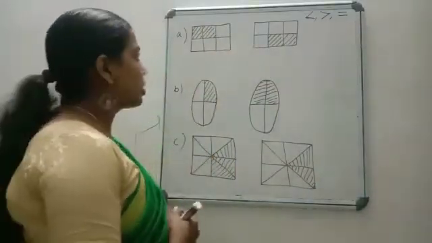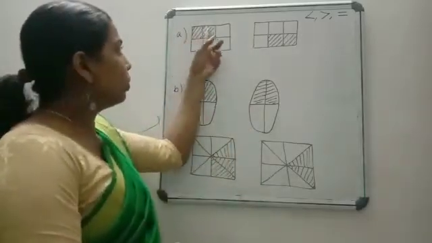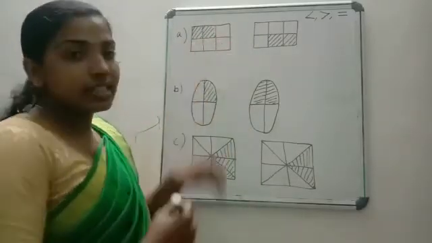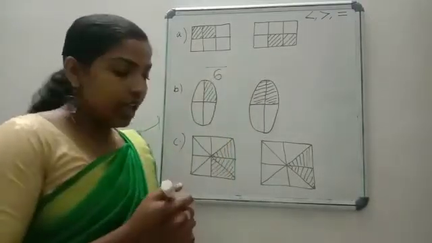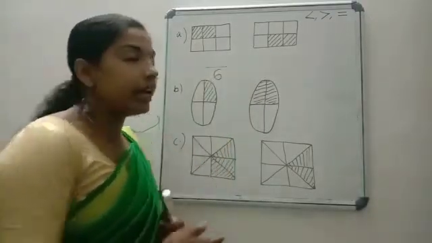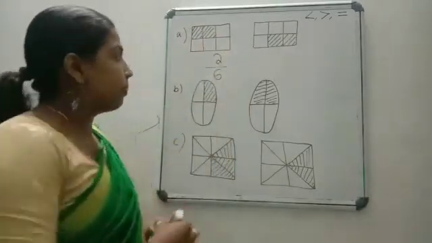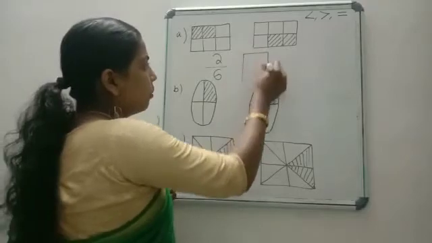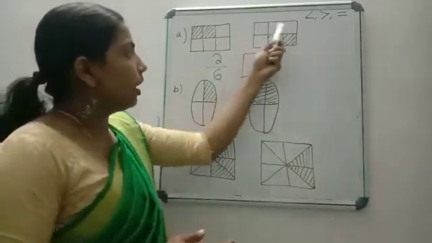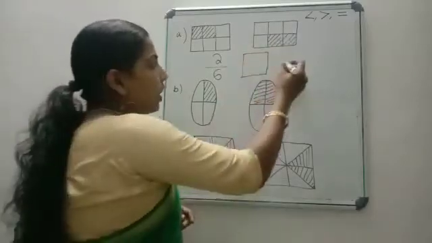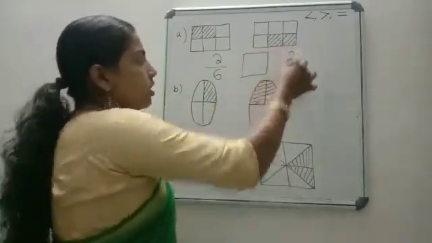Let us write the fraction first. This figure is divided into how many parts? 1, 2, 3, 4, 5, 6 parts. So in the denominator you can write 6, and among that how many parts are shaded? 1, 2. So 2 can be written in the numerator. Now here we have to put the sign. And see the next fraction, 1, 2, 3, 4, 5, 6. That fraction is also divided into 6 equal parts, and 2 parts are shaded.